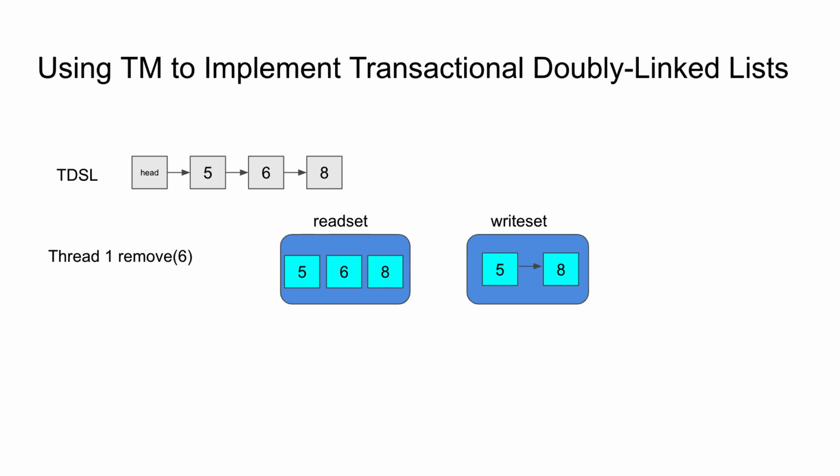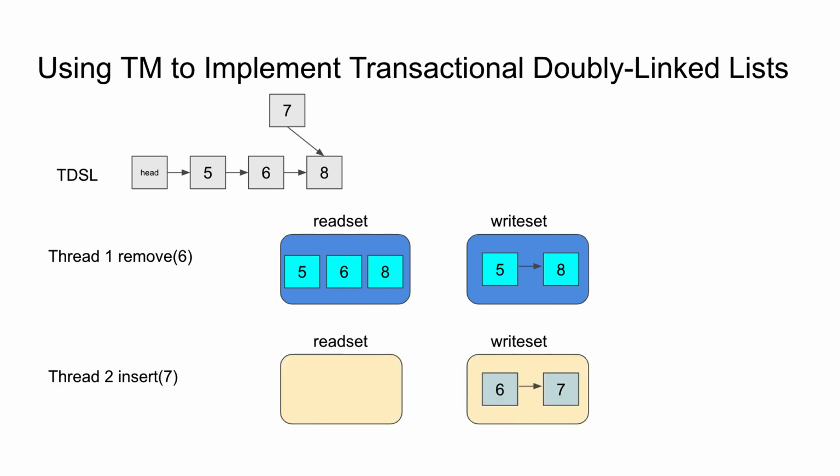So with a singly linked list, if thread 1 wants to remove 6, it puts 5, 6, and 8 in its read set, and it puts into its write set that at commit time it must make 5 point to 8. But what if there is a concurrent insertion of 7 into the list? That thread will put into its write set that at commit time 6 will need to point to 7.